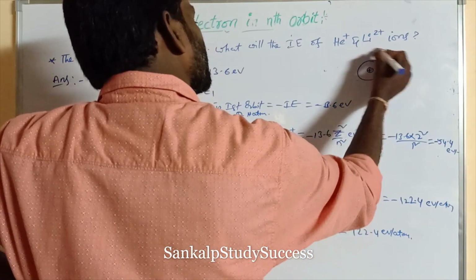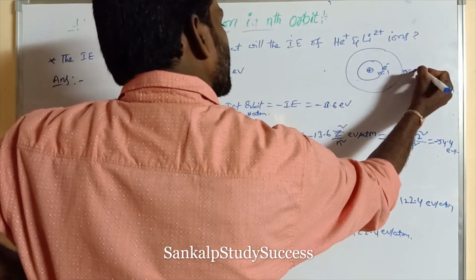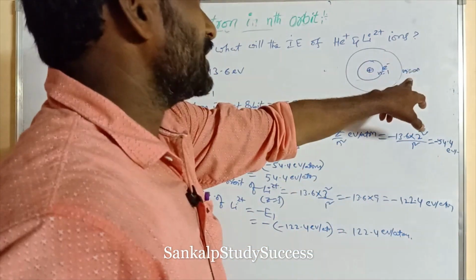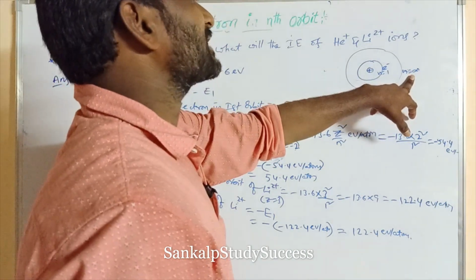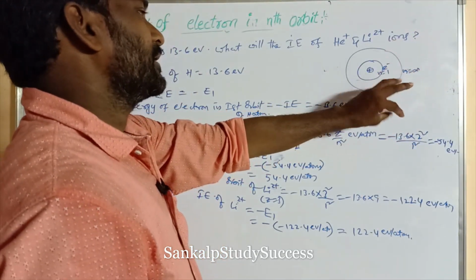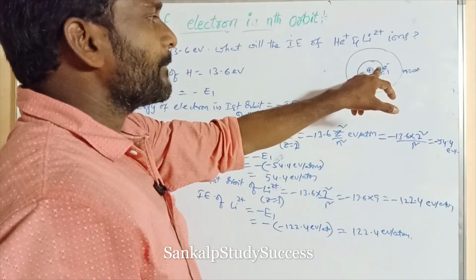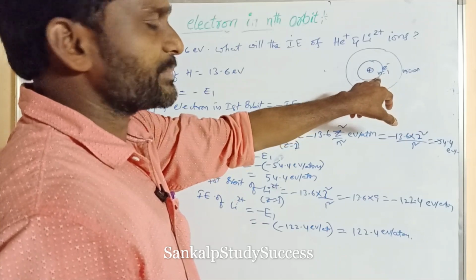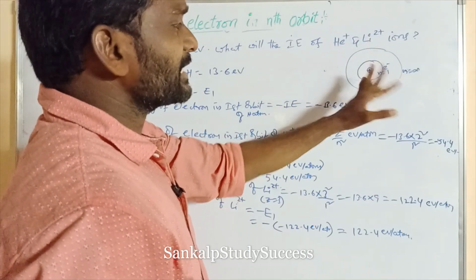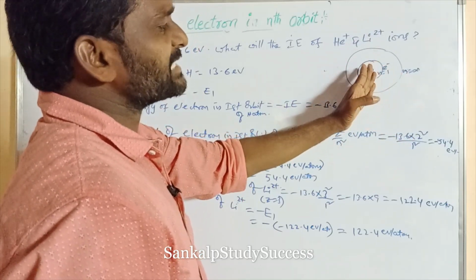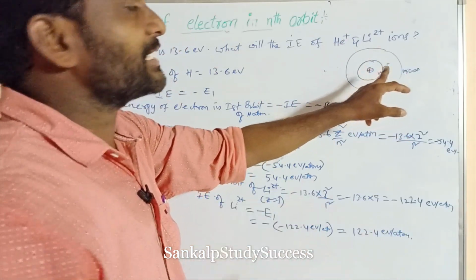So this is the nucleus, this is the electron, and this is the E infinity. This is the n is equal to 1 shell, and this is the n is equal to infinity shell. In the n is equal to infinity shell, the energy of electron is equal to 0. That means there is no force of attraction between the electron and the nucleus. And the ionization energy is the energy required to remove the electron from an atom or ion in the ground state. In the ground state, n is equal to 1. After ionization, the electron is removed, so there is no force of attraction between the nucleus and the electron.